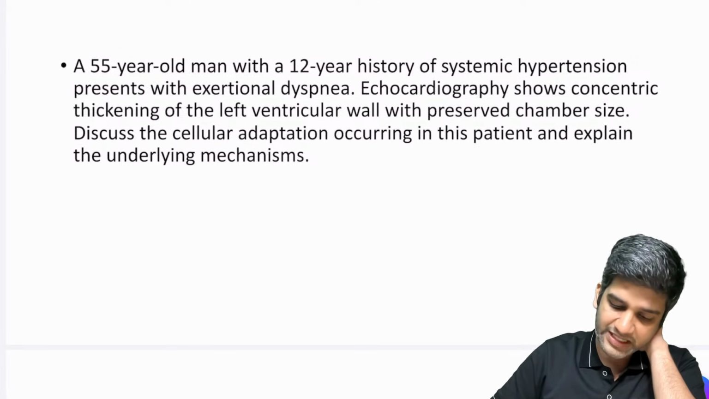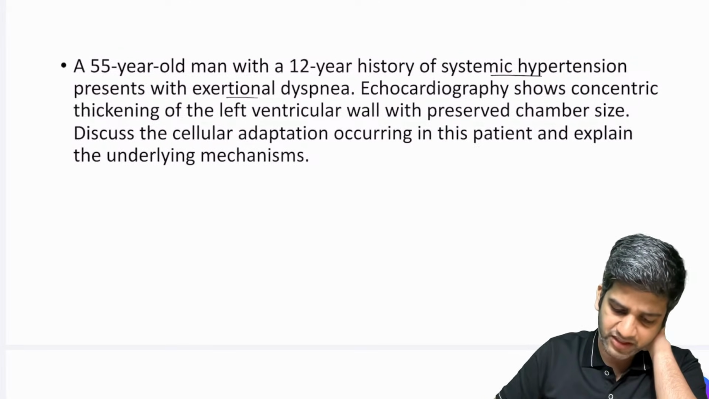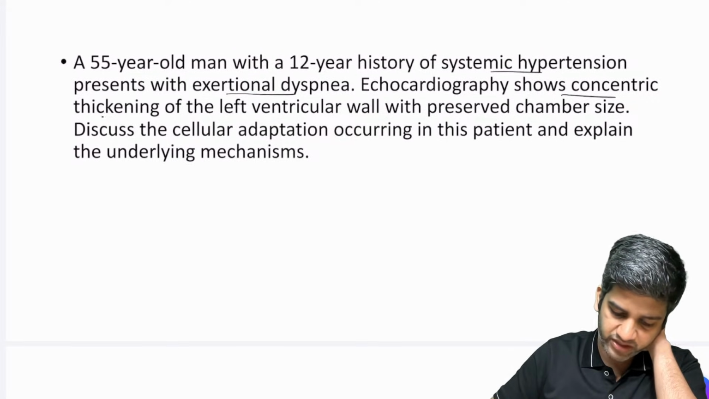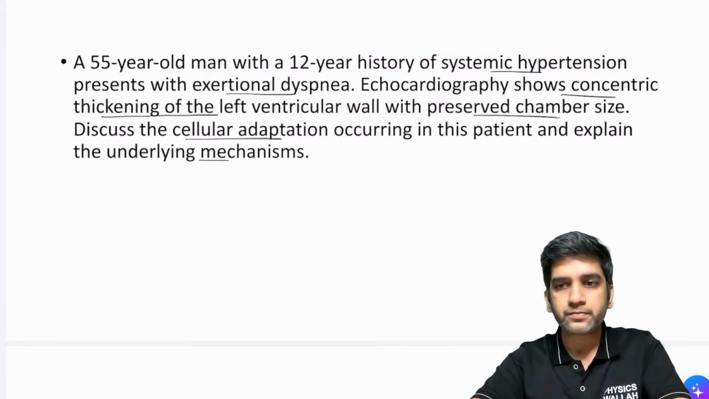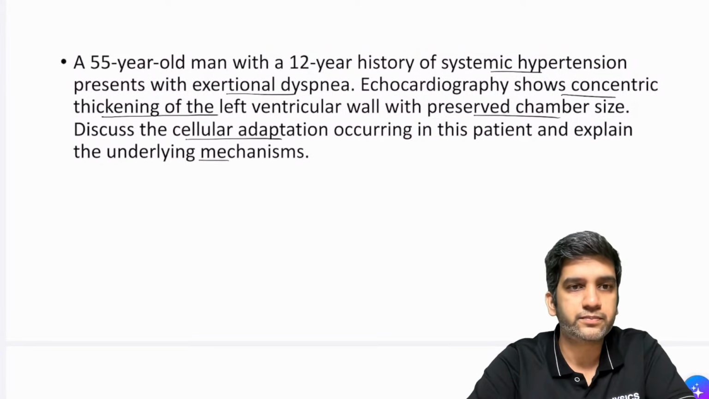A 55-year-old with a 12-year history of systemic hypertension presents with exertional dyspnea. Echo shows concentric thickening of the left ventricle with preserved chambers. Discuss the cellular adaptation in this patient and explain the underlying mechanism. Anyone? Answer? Come on, you guys know it. You just have to comment.